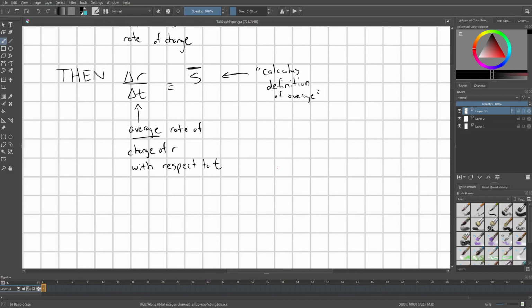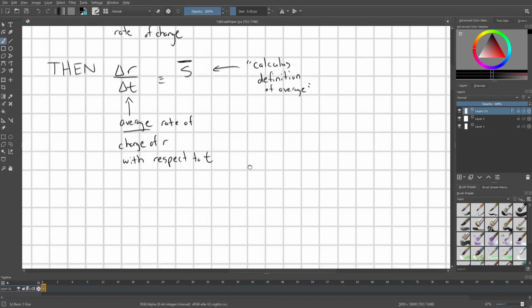S bar could also be written out like this: the integral from s naught to s final of s as a function of t dt, divided by t final minus t naught, or just delta t.